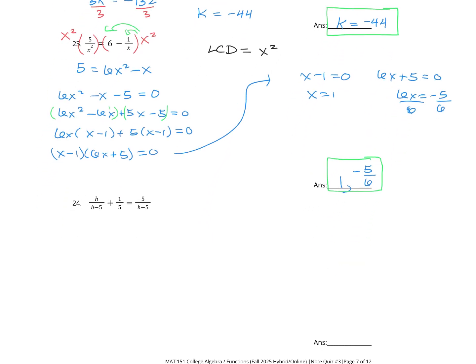All right, now let's move on to the next one. For this next problem, we first find the LCD. You'll notice it's going to need a lonely 5 and an h minus 5. Just like before, I multiply both sides by that LCD. So that's 5 and h minus 5 on both sides. Remember again to distribute before you cancel.